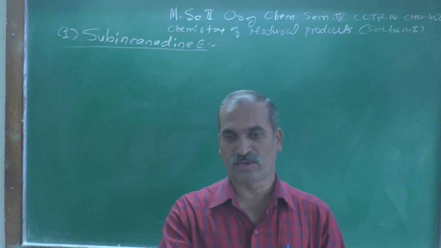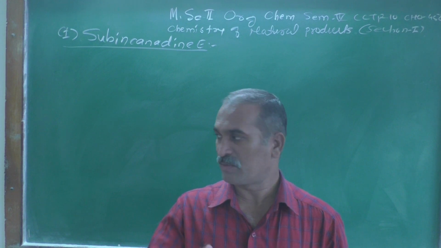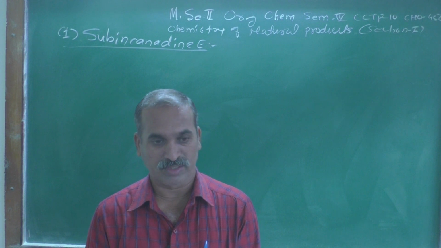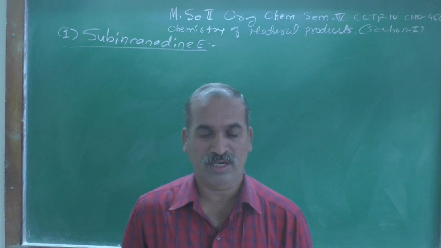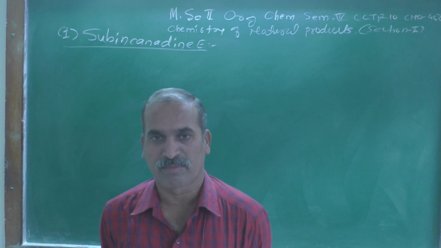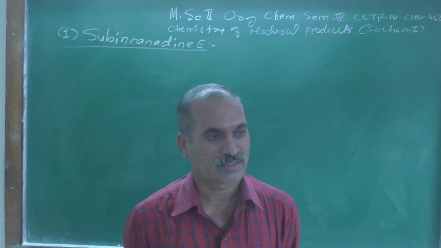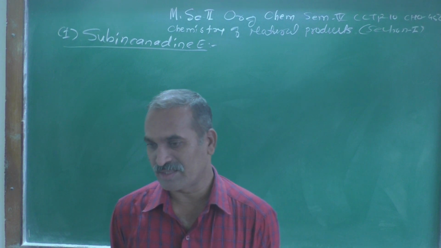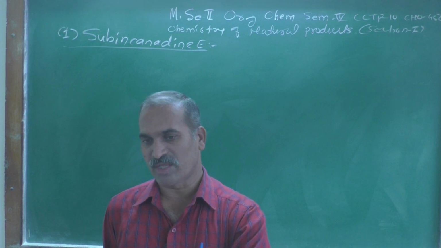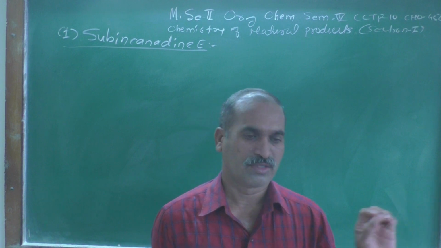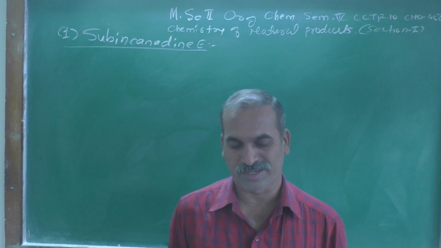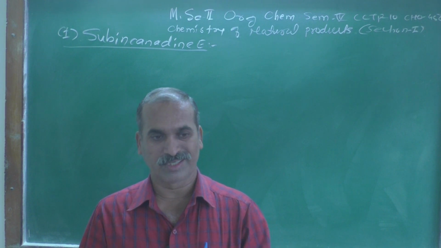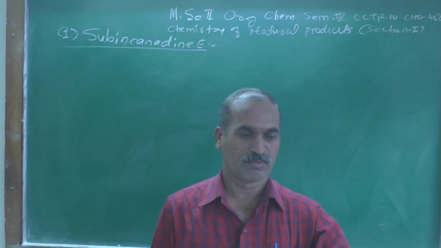Cis means similar groups are on the same side of the carbon-carbon double bond, termed a cis isomer, whereas in a trans isomer, the similar groups are on the opposite side of the carbon-carbon double bond, termed a trans isomer. Trans isomers are generally more stable than cis isomers. The reason is very clear if you observe the two structures carefully after drawing them in your notebook.